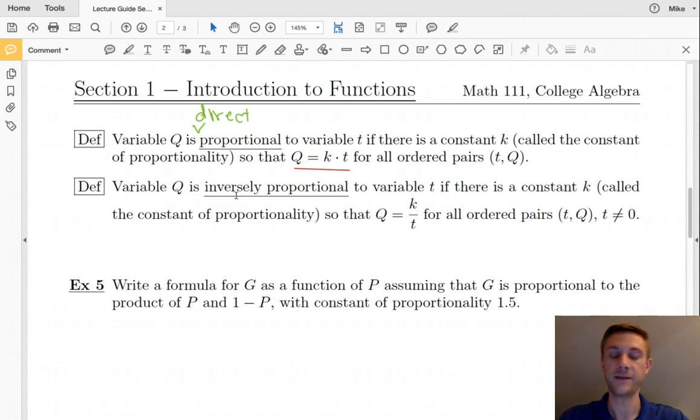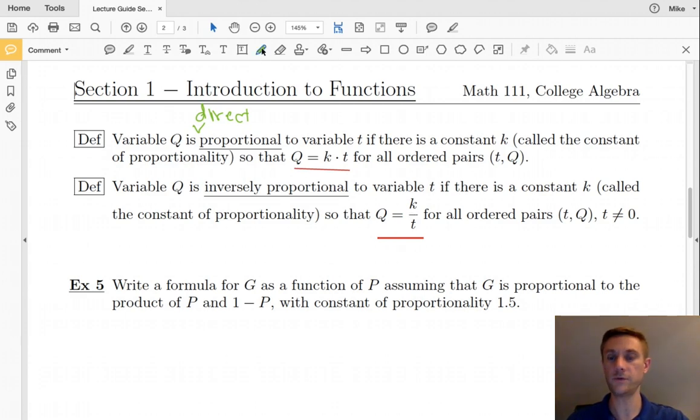Kind of the flip side of that, no pun intended, is inversely proportional. So Q is inversely proportional to T if it looks almost the same. The only difference you might notice is that instead of K being multiplied by T, now we're dividing. So the variable component's on the bottom, and again this K has to be the same constant no matter what, for any combination of Q's and T's.